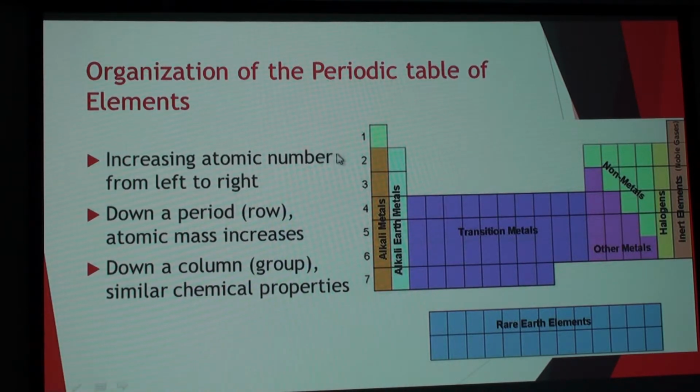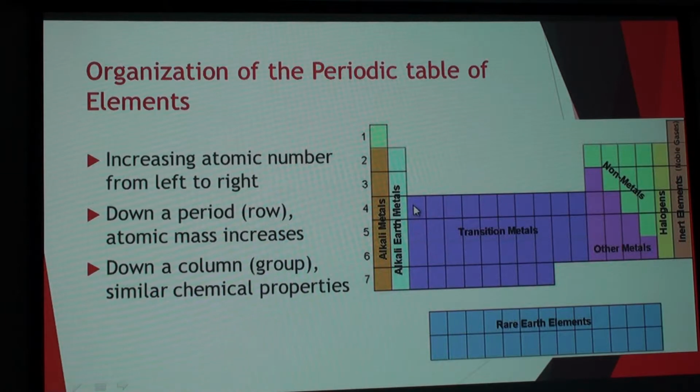According to the table, they're placed in increasing atomic number. As you move from left to right, you're going to see an increase of atomic number, and as you keep moving down the rows, you're going to keep seeing the increase. Also, the rows, which are horizontal, are called periods in the periodic table, and the columns from up and down are called groups.